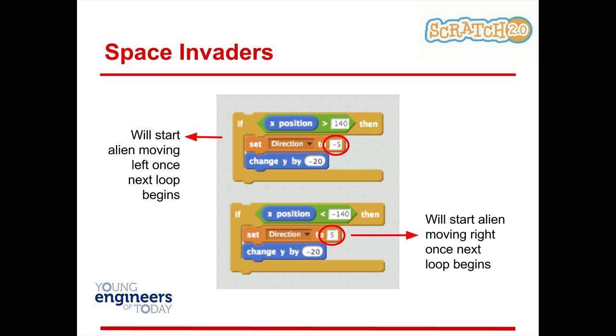We'll start the alien moving left once the next loop begins. So if x position is greater than 140, set the direction to -5, change y by -20. If x position is less than -140, set direction to 5, change y by -20. Notice it's not 'x position is greater than -140.' -160 is less than -140, and that's why we do it.